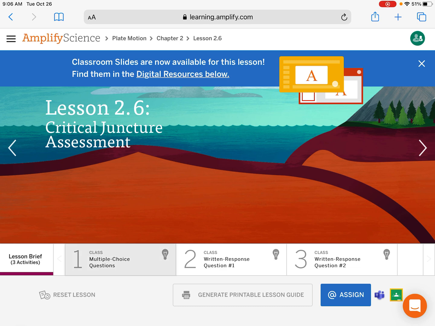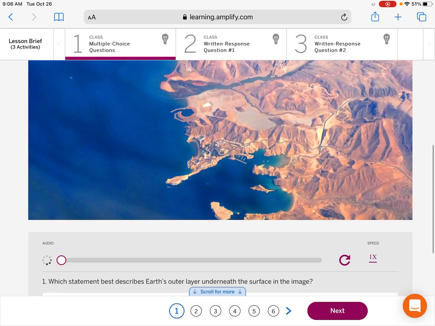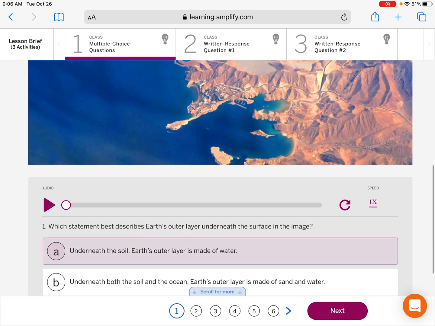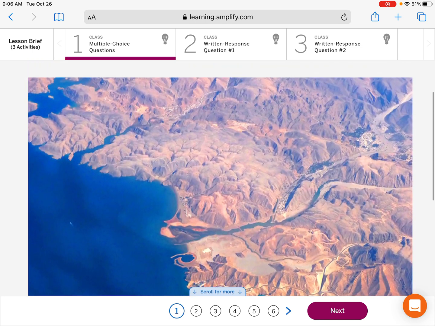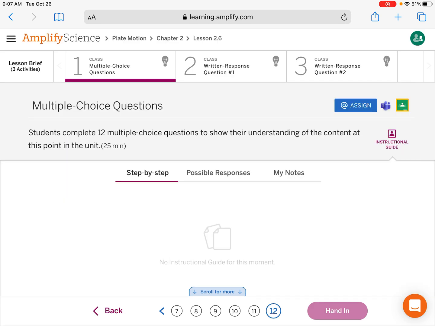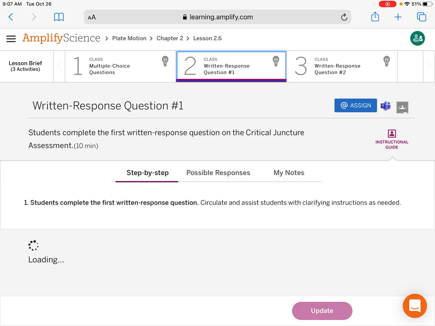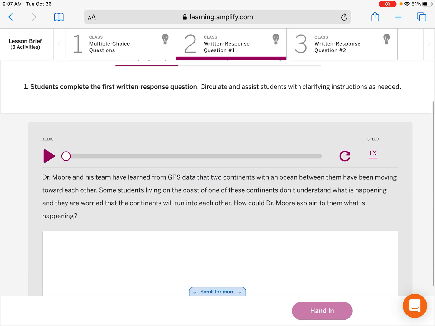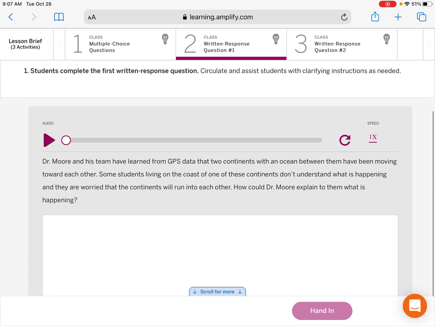So you've got 3 different pieces to this. You've got the multiple choice questions. These are very similar to the ones that you saw on your pre-unit assessment. There are 12 multiple choice questions. Okay, once you get to the 12th one, you're going to see where it says hand in. Please make sure you hand that in. Then you're going to go to the written response question 1. Again, this is very similar to what you've already read in the pre-unit assessment.